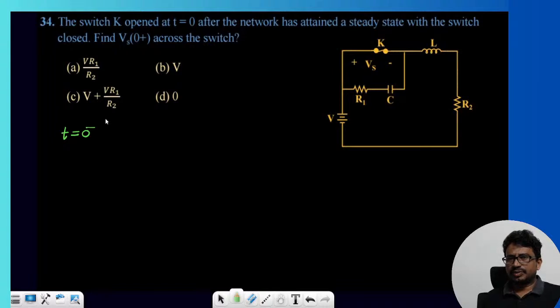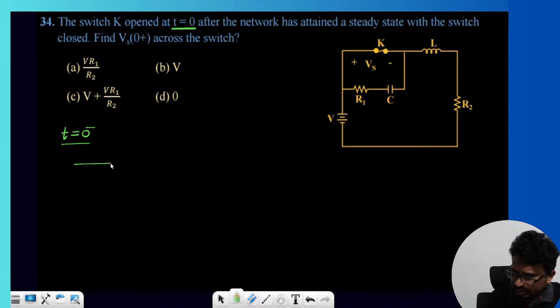At t equal to 0 minus. Now you can see here, what's going to happen? Tell me, now here this inductor. So the switch is what, opened or closed? At t is equal to 0 the switch is open. Before that it is closed. If you draw the circuit, the switch is closed at t is equal to 0 minus.